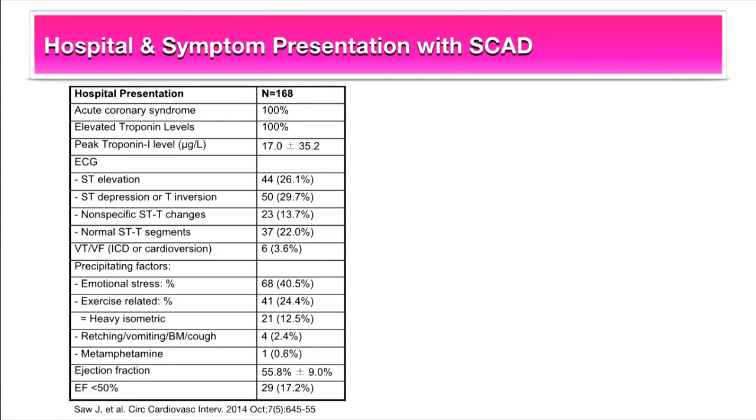So how do patients present with SCAD? In our series, all patients presented with acute coronary syndrome and all had elevation of troponin, including high-sensitivity troponin. About a quarter of patients presented with ST elevation forms of myocardial infarction, and the remainder with non-ST elevation MI, and about 4% presented with ventricular tachycardia or fibrillation.